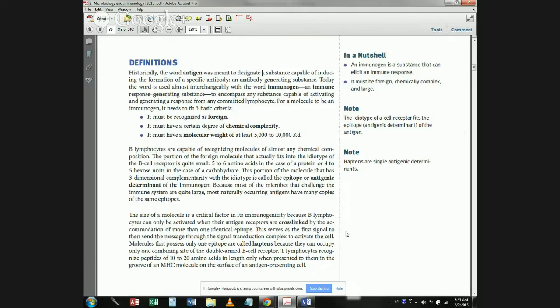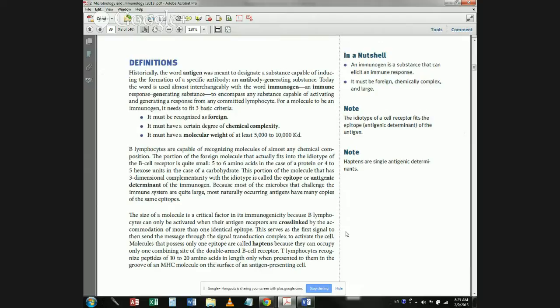So the difference here is an antigen can have more than one epitope, but if it only has one epitope, that antigen in particular is called the hapten. And it can only bind one variable arm of an antigen recognition molecule on the B cell, right?